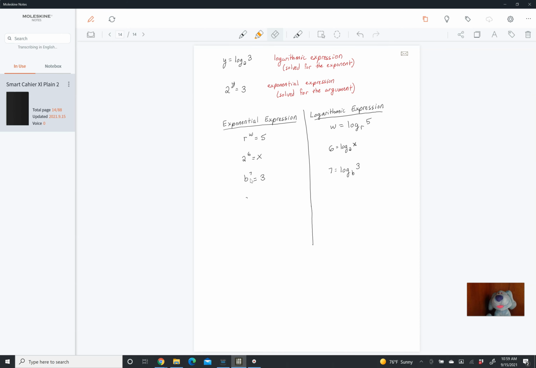Okay, next, 8 to the y is equal to 15. So the purpose of a log is to solve for the exponent. The exponent is y, so this is going to be y equals. We have our log. The base of the log is equal to the base of the exponent. Well, the base of the exponent is 8. And what's left over? 15. That's our argument.